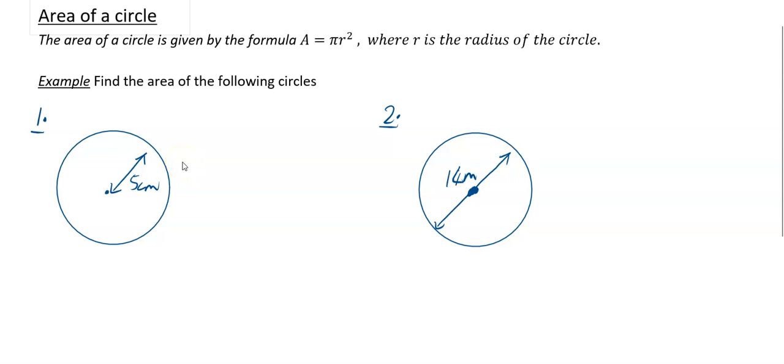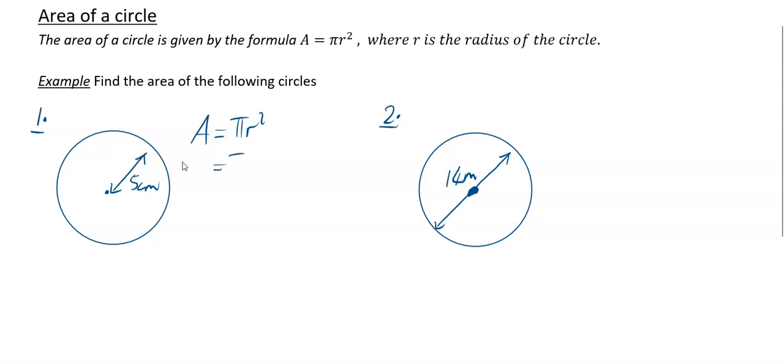Okay, in this video we're going to find the area of a circle and also go on to find the circumference of a circle. To find the area of a circle, you use the formula A is equal to pi r squared, where r is the radius of the circle. So in this example it says find the area of the following circles. If the formula is new to you, it's very important that you write the formula down.